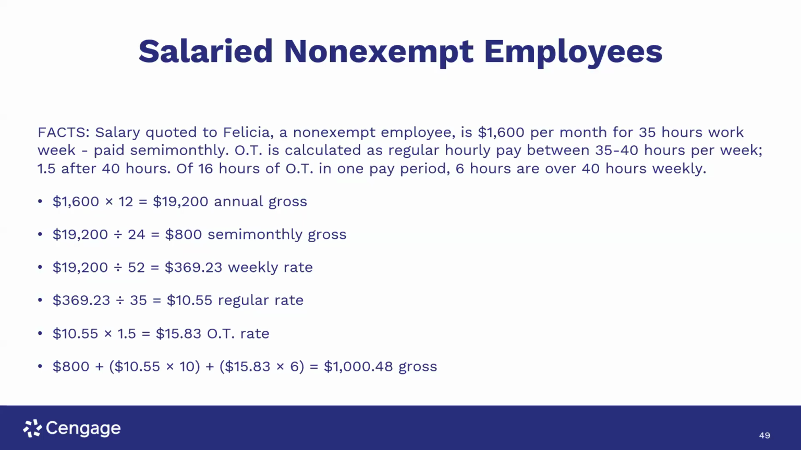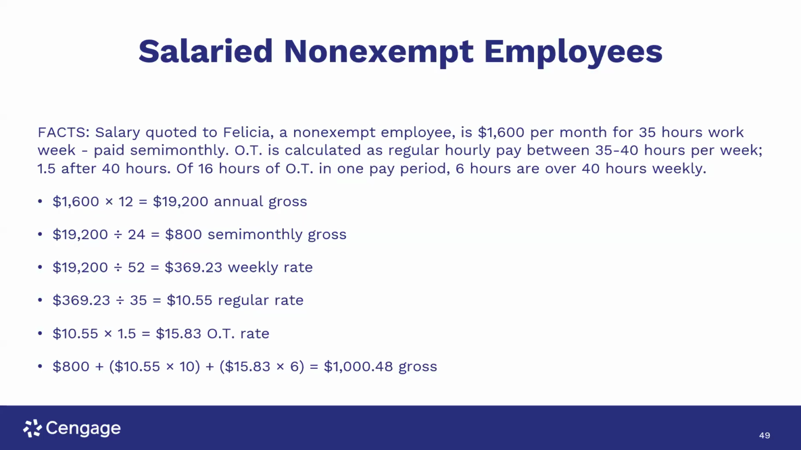Overtime is calculated as regular hourly pay between 35 and 40 hours per week, and then time and a half after 40 hours. So she has 16 hours of overtime pay, one pay period, of which 6 hours are over the 40 hours per 40-hour weekly rate. For example, a 2 week pay period for Felicia would be generally 70 hours, but for a 40-hour week, it would be 80 hours. So the extra 10 hours is paid at the regular rate, and then the extra 6 hours beyond that is the time and a half rate.